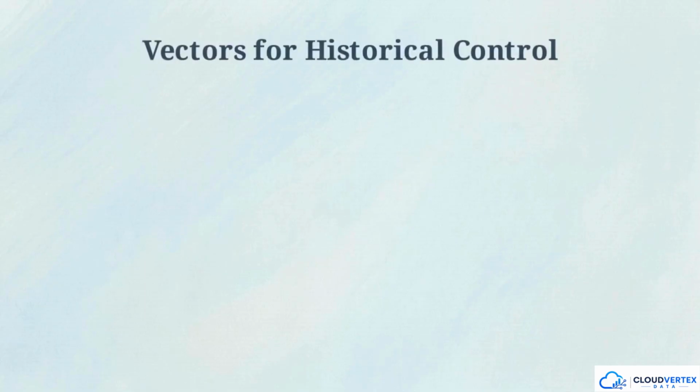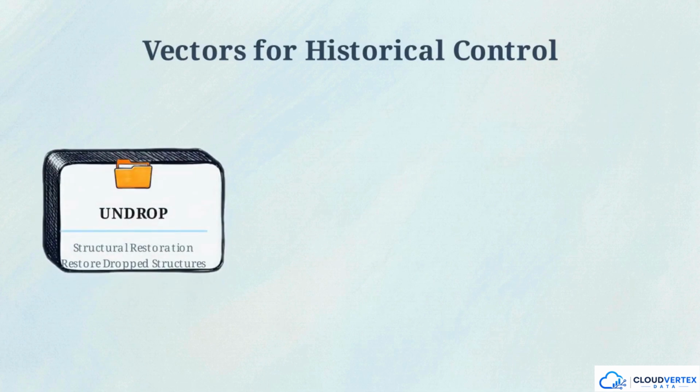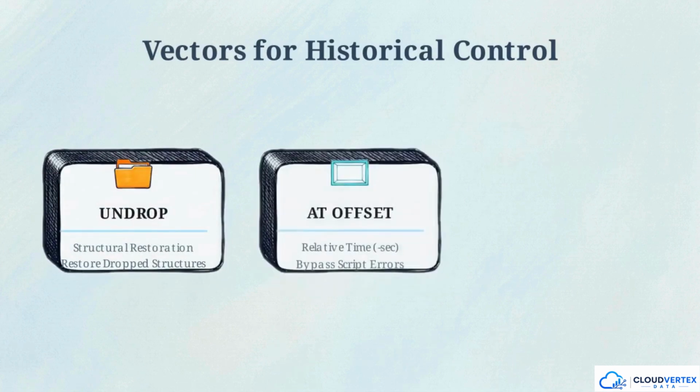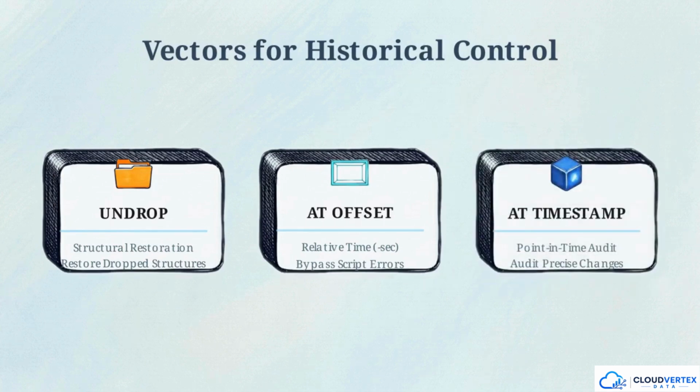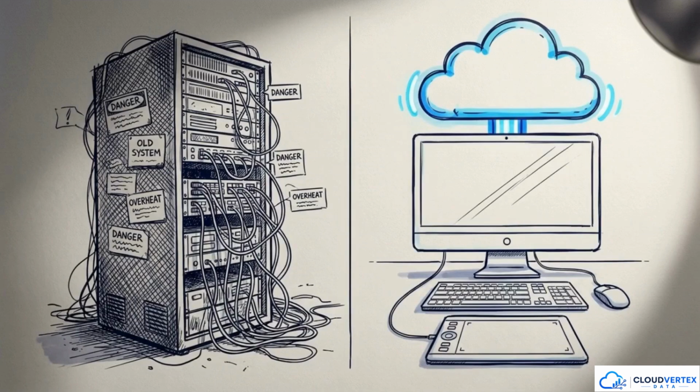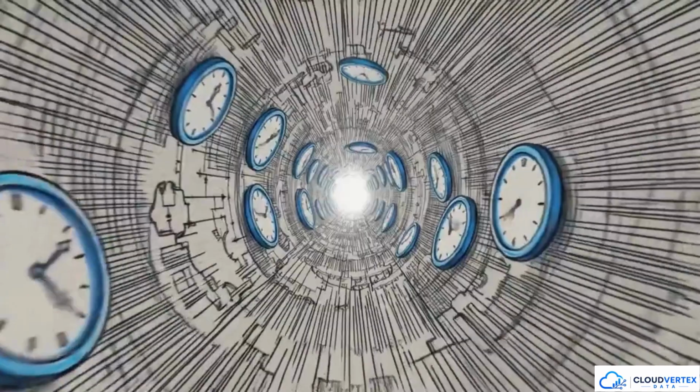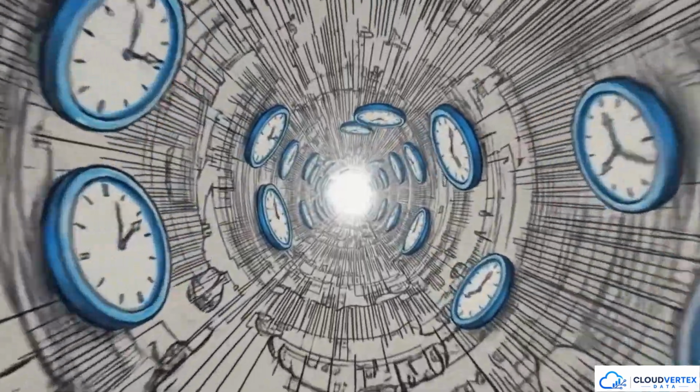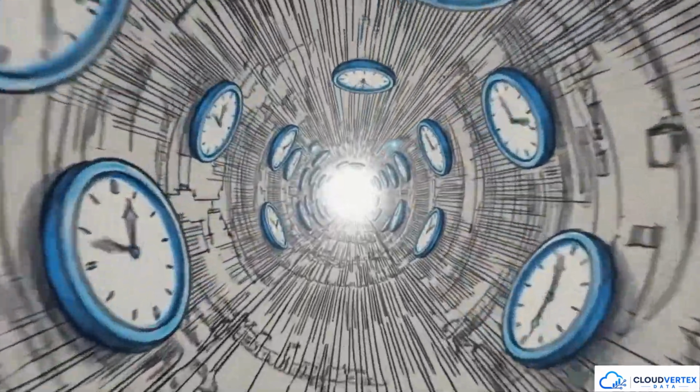This summary layout shows the three primary vectors for historical control: UNDROP to restore dropped structures, offset to bypass script errors and clone lost rows, and timestamp to audit precise regulatory changes. Snowflake fully decouples the safety of your data from the limitations of physical hardware and rigid backup schedules. By treating time as a native, queryable dimension of standard SQL, engineers can design highly fault-tolerant pipelines entirely free of legacy operational overhead.